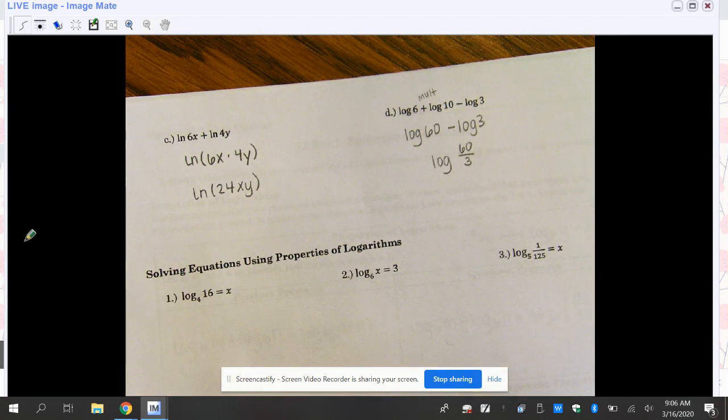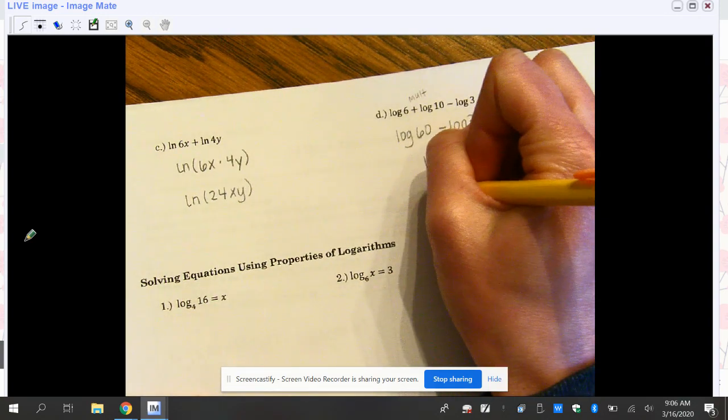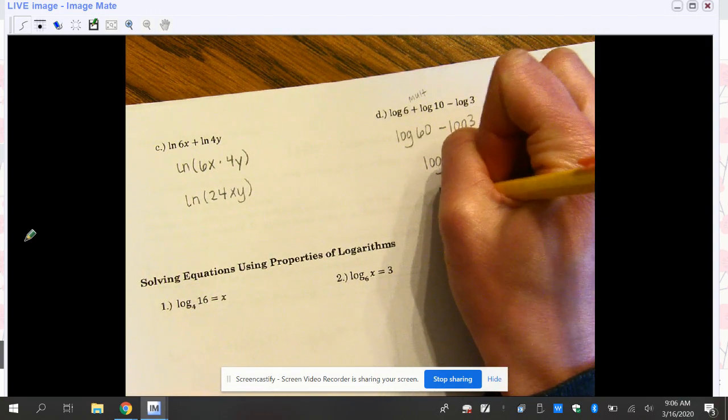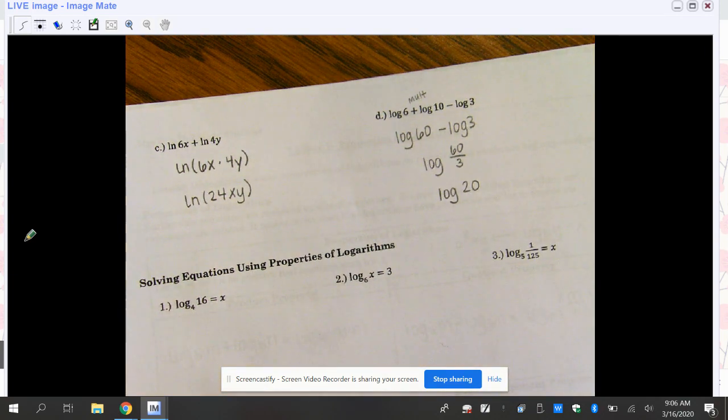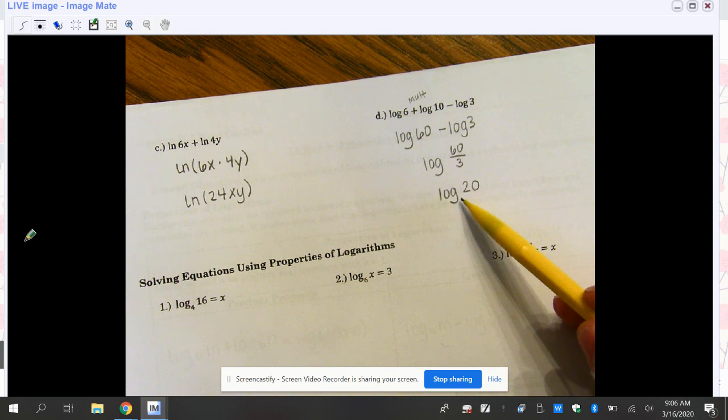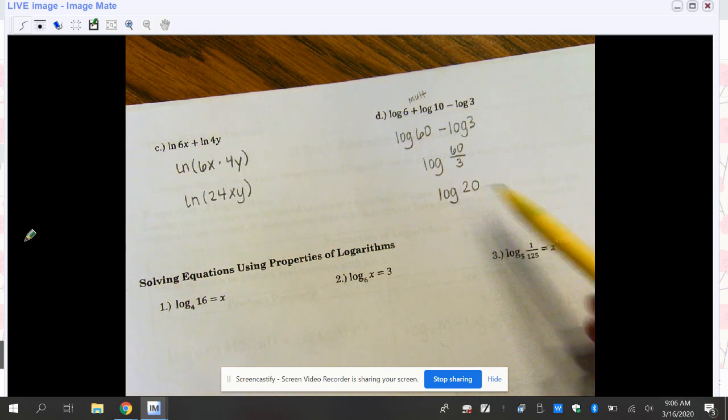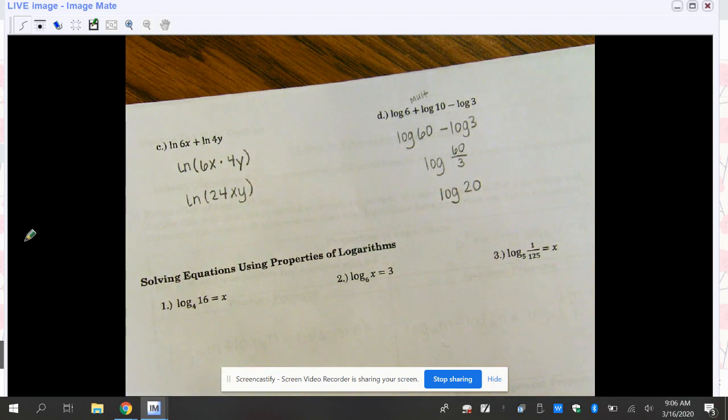So here's a case where I can simplify. And so 60 divided by 3 would be 20. So this is going to be the log of 20. Okay. And we can't simplify that. I cannot rewrite 10 to a power to get 20. So I would just leave my answer like that.